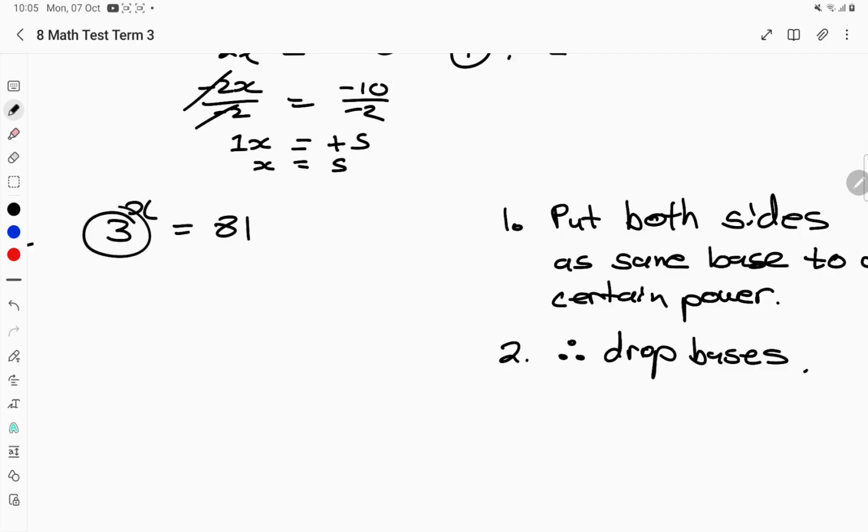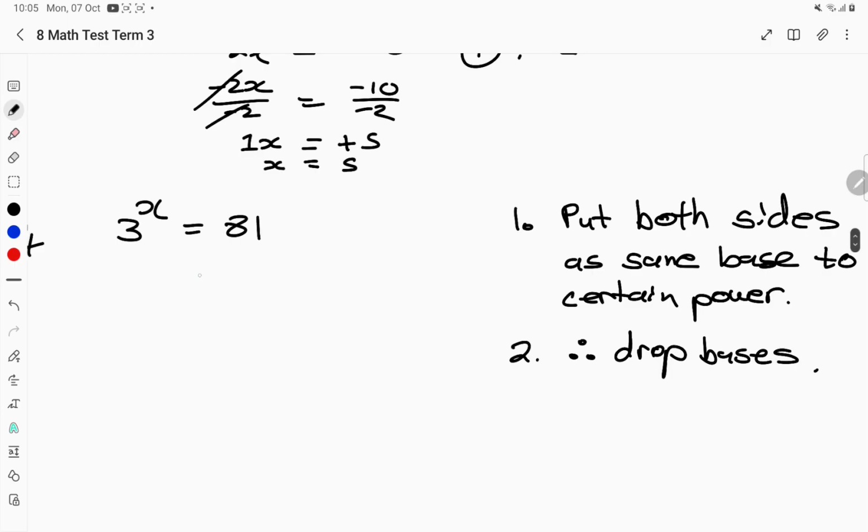So we have a 3 to the power of x. So we want to make it a 3 to the power of something else, but that will be the same value as 81. And then once we have that, we can drop the bases and we just work with the exponents being equal to each other.